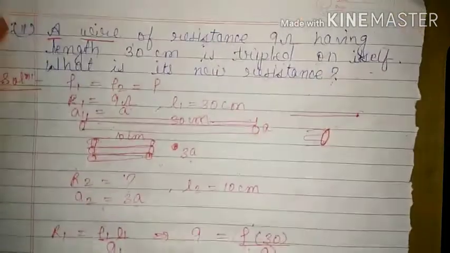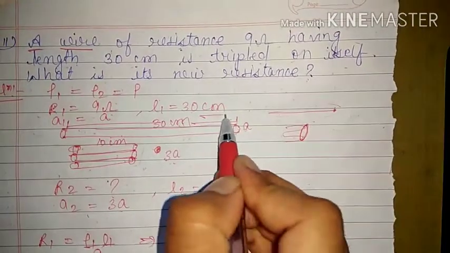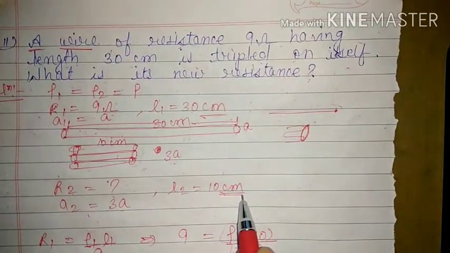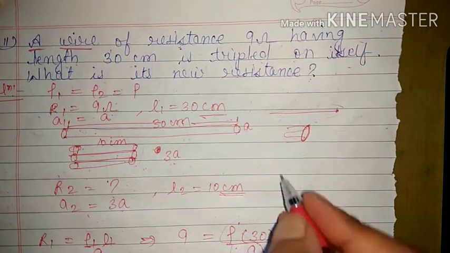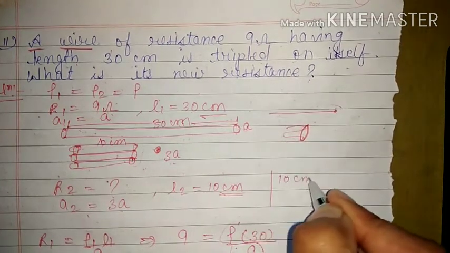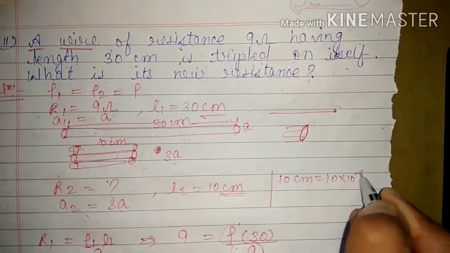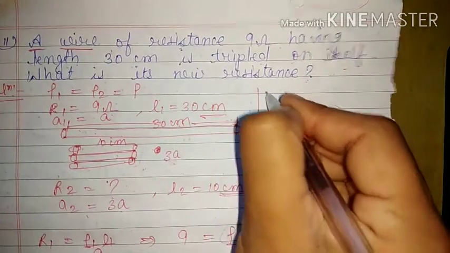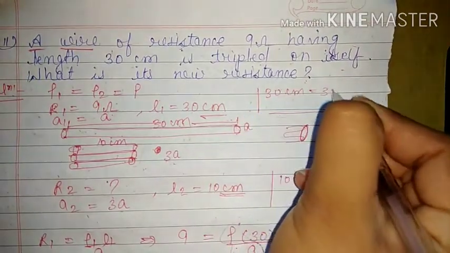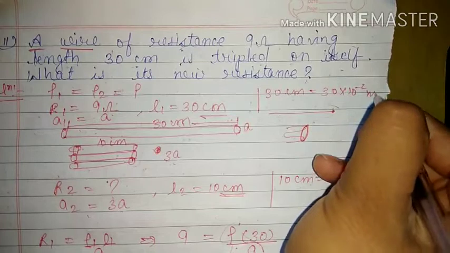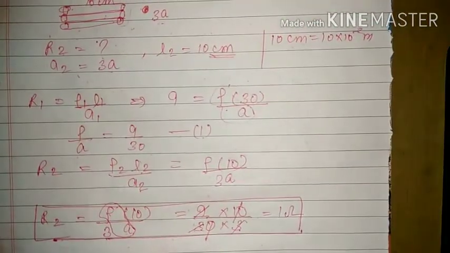Here again, we have the same thing. Here it is in centimeter, here also it is in centimeter. If you want to convert it into meter, you can. That is, 10 centimeter is equal to 10 into 10 raised to power minus 2 meter, and 30 centimeter is equal to 30 into 10 raised to power minus 2 meter. But basically we will not need it because they will cancel out each other.